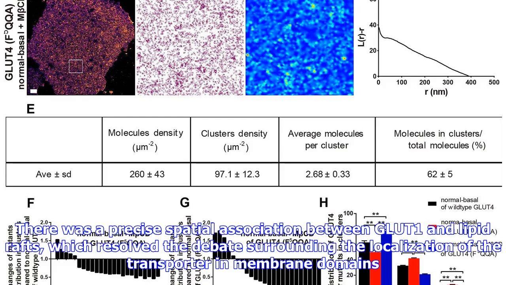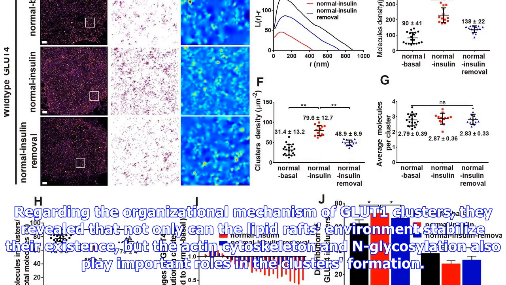There was a precise spatial association between GLUT1 and lipid rafts, which resolved the debate surrounding the localization of the transporter in membrane domains. Regarding the organizational mechanism of GLUT1 clusters, they revealed that not only can the lipid rafts environment stabilize their existence, but the actin cytoskeleton and N-glycosylation also play important roles in the cluster's formation.